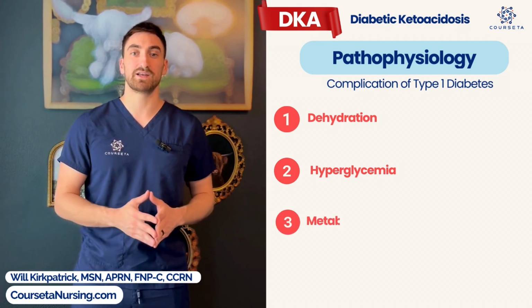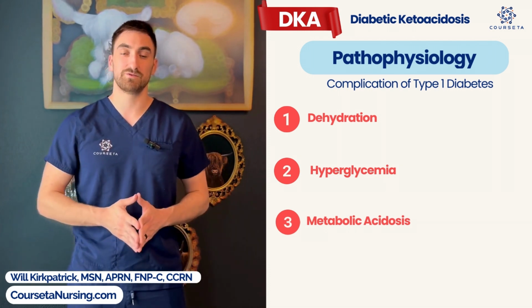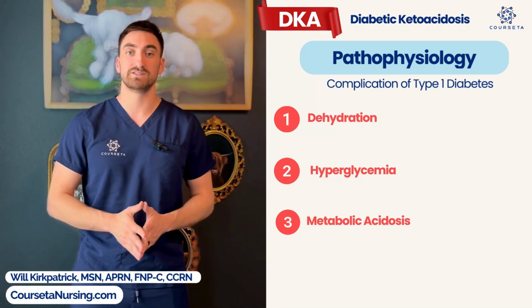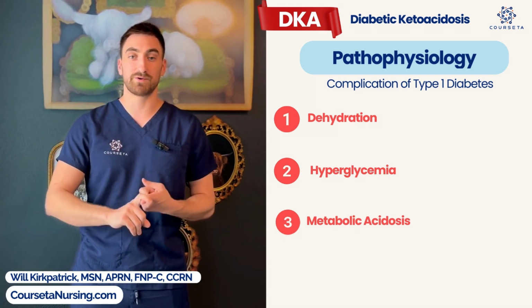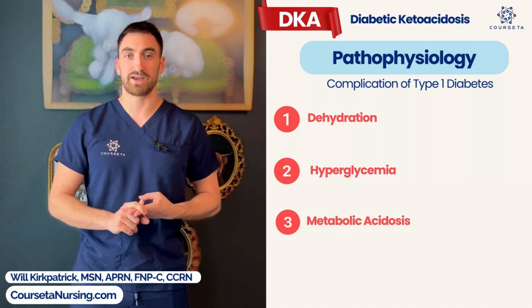So that byproduct is going to trigger the kidneys and increase the amount of fluid loss through those kidneys, and then also increase the spilling of bicarbonate. So here's your triad of issues. You have hyperglycemia, you have dehydration, and you have metabolic acidosis.